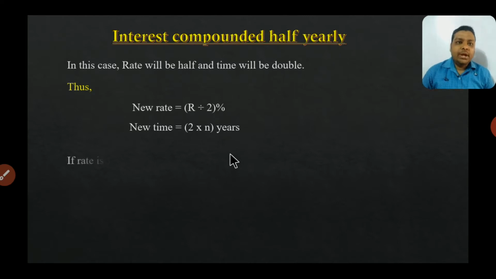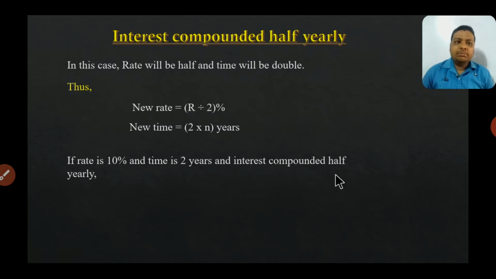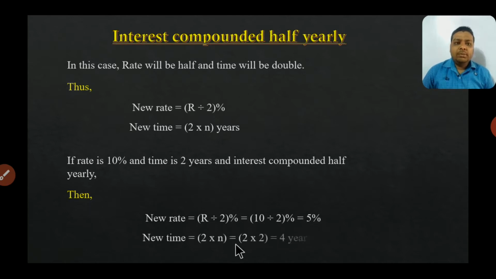Okay dear. Now, if rate is 10% and time is 2 years and interest is compounded half yearly, in that case we can say new rate will be 10 divided by 2, that is 5%, and new time will be 2 into 2, that is 4 years. Okay students, and we will use this to solve some questions. So let's solve some questions here.